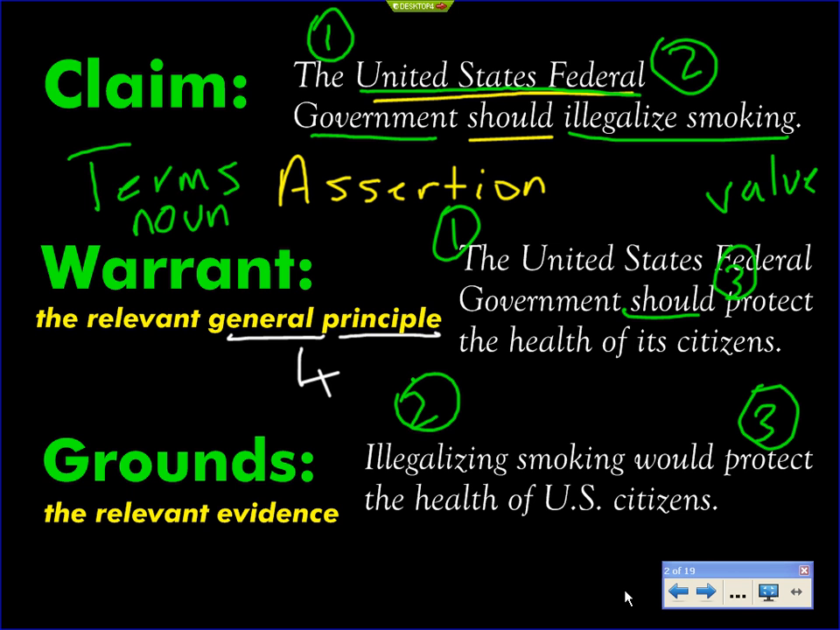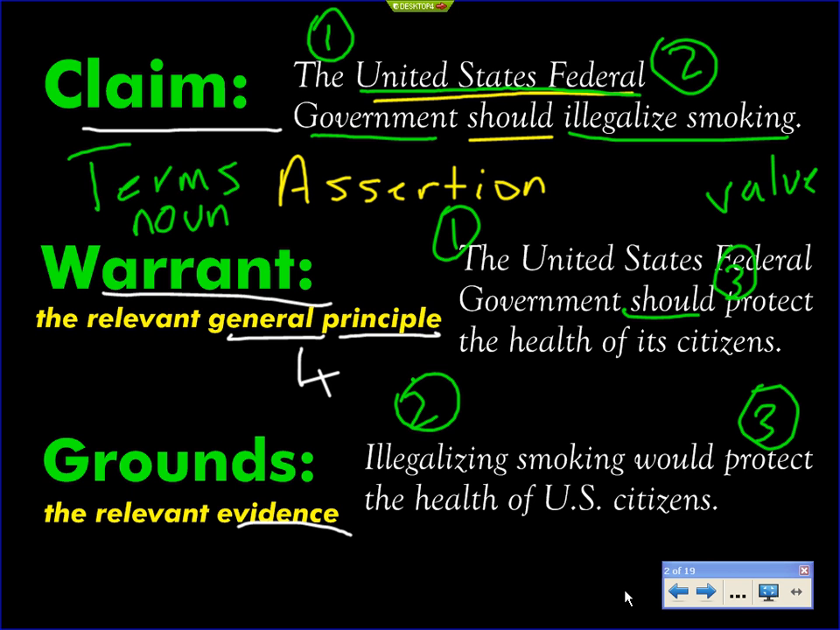The claim is opinion. The warrant is opinion. The grounds are supposed to be evidence. They're supposed to be fact. Somewhere in your logic mix, you must have fact. You must have evidence. You must have concrete proof. And if you don't, it breaks down. If you've written the claim and the warrant, the grounds writes itself. All you have to do is arrange the terms and plug in the variables.